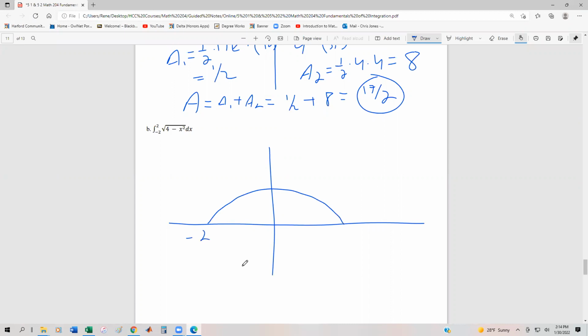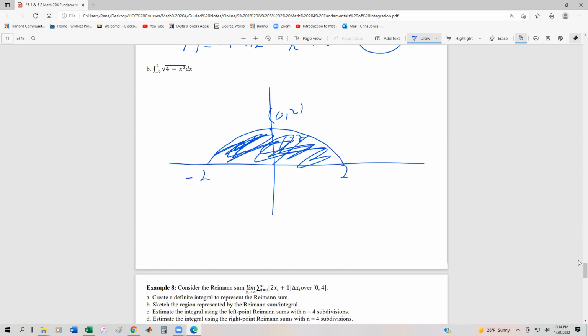So this is -2, this is +2, this is the point 0, 2, not that it matters much, but we know that the radius of this semicircle is going to be 2. So we know that r is equal to 2 for this. And certainly we remember that the area of any circle is pi r squared. In this case, pi times 2 squared, or 4 pi, is the area.